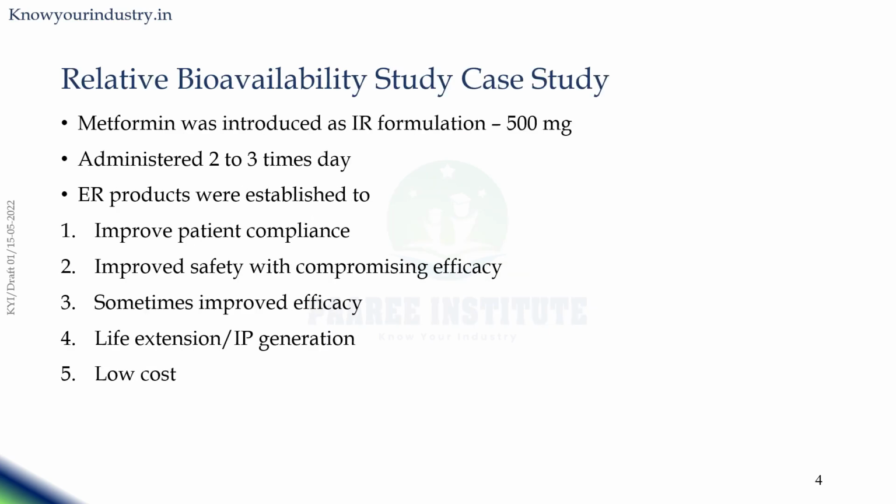So this is a typical example of how a new dosage form is being developed and what its advantages are. Metformin was introduced as an immediate release formulation with 500 mg and it was administered 2 to 3 times a day. Then extended release products were developed for metformin with once daily administration. Later, a once daily formulation with osmotic technology was also developed and introduced separately under a different brand. So this is how the life cycle of the particular drug has been extended.